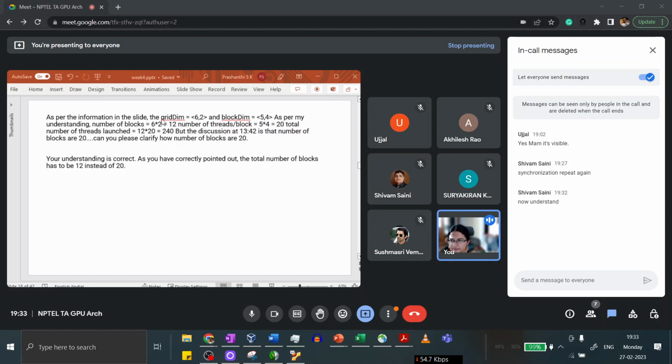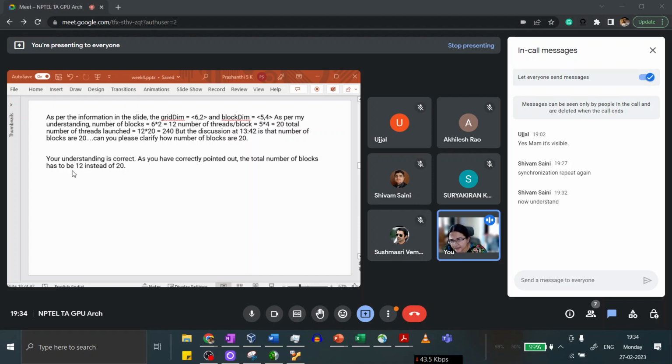One particular slide spoke about grid dimension being 6 comma 2 and block dimension being 5 comma 4, right? So given this, your number of blocks should be 6 into 2, which is 12, and the number of threads per block should be 5 into 4, which is 20. But in the discussion that was presented as part of your course material, the number of blocks is mentioned as 20, which is wrong. It should be 12. So that's the correction that is also issued in the discussion forum. So it should be 12.